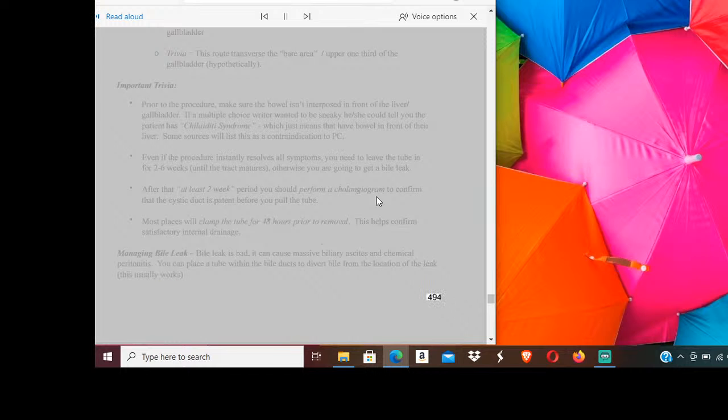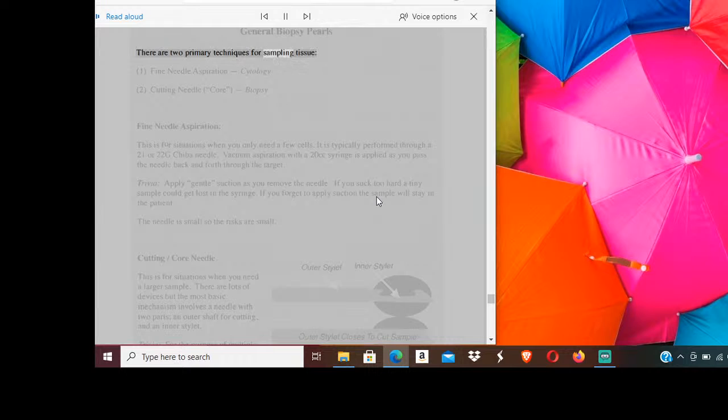494. General biopsy pearls. There are 2 primary techniques for sampling tissue. 1. Fine needle aspiration, cytology. 2. Cutting needle core biopsy.